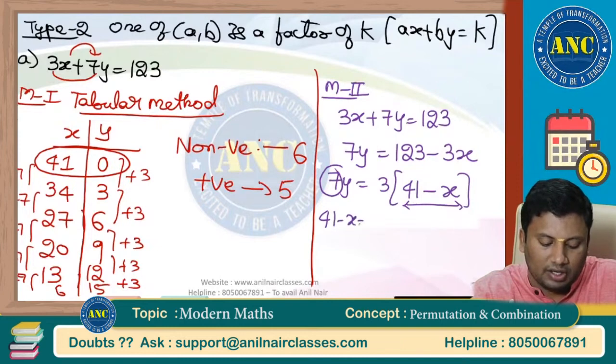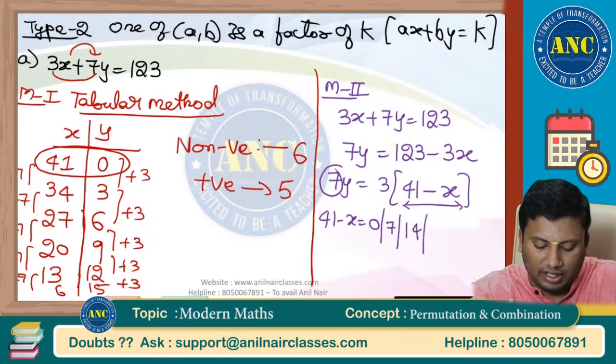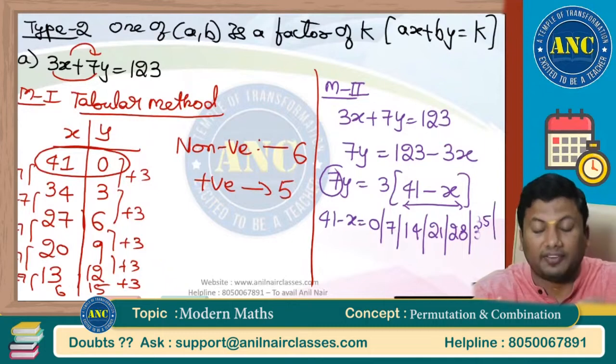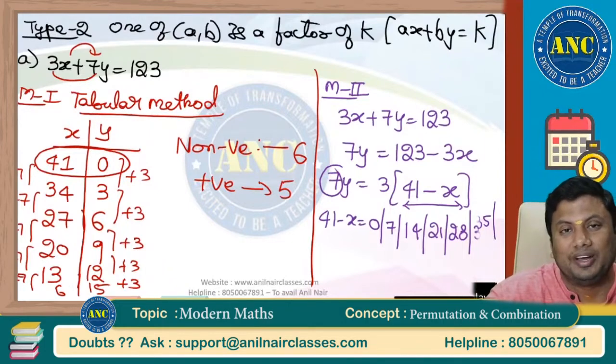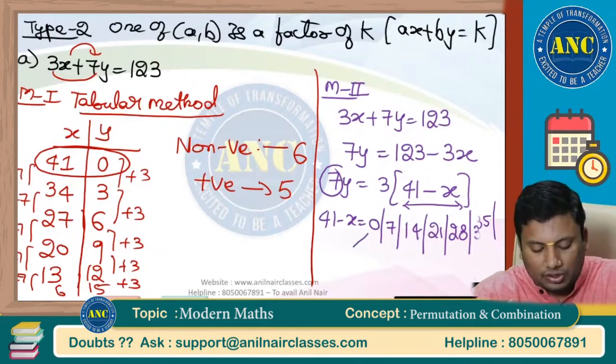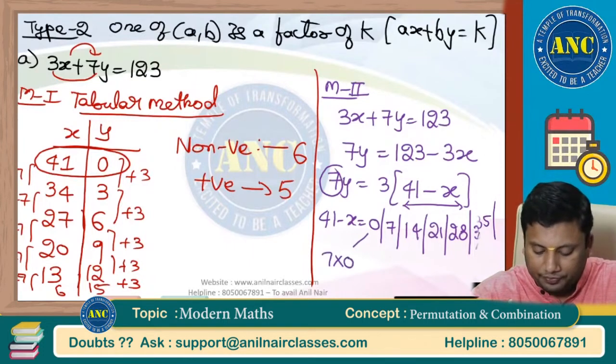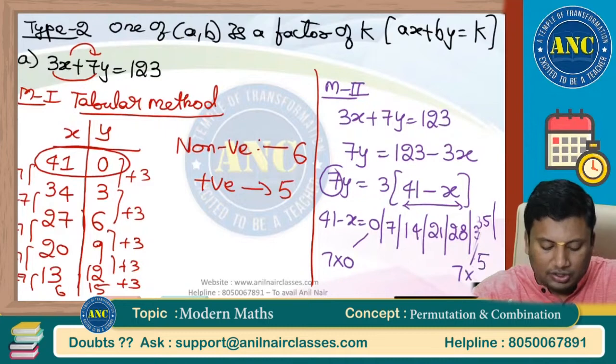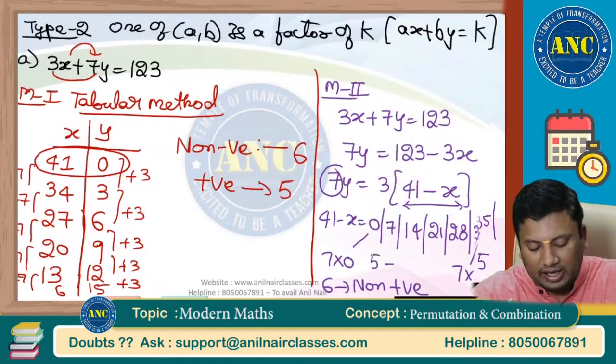So 7 zeros are 0, 7 ones are 7, 7 twos are 14, 7 threes are 21, 7 fours are 28, 7 fives are 35, 7 sixes are 42. Then x will get into the negative range, and x cannot be negative. So 7 zeros are 2, 7 fives are 0 to 5. There will be 6 non-negative solutions. One of them is a factor of the right hand side. How many positive? 5 will be positive.